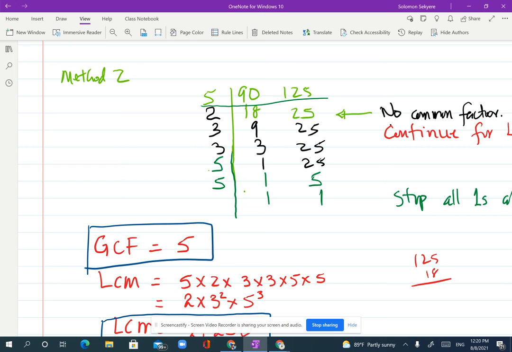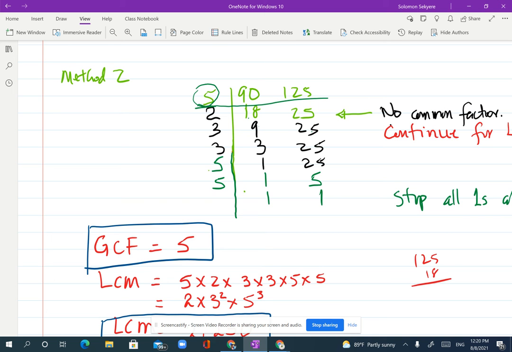So GCF, I'm done. This is my GCF, no common factors. LCM, I got to keep going on. Okay, so 18 and 25, I find a number that divides any one of them. So 2 divides 18, I get 9 and 25. I have to keep going. They don't have any common factors, but I have to keep going.